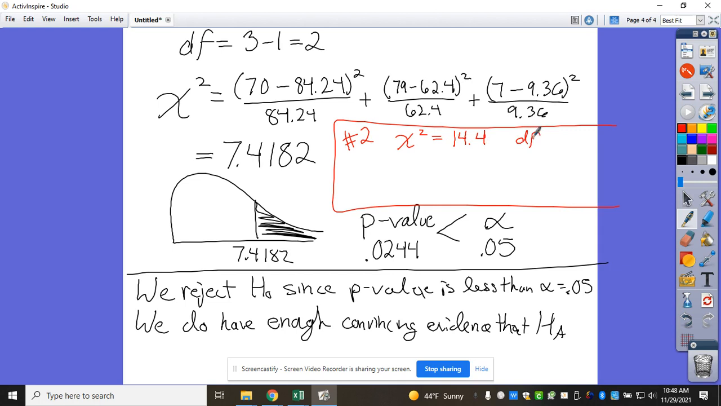What was your degrees of freedom? 5. And you get a p-value of what? 0.132. Which means that we do or do not? We do. So this is going to end up being the exact same, because we don't have any context in here. This would be the exact same for number 1 and number 2.